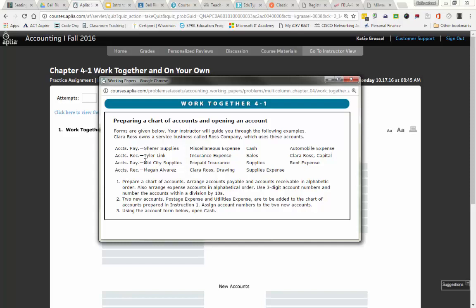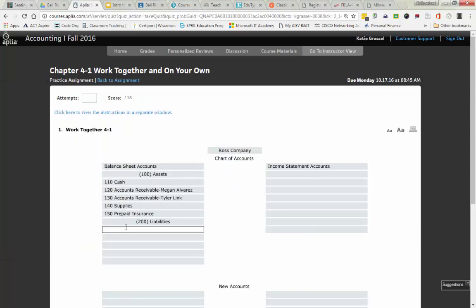So therefore, M is going to come before S. My first account number is 210, and that's going to be accounts payable Mid-City Supply, and then I'm going to do 220, and that is going to be Sure Supply. Now I'm done with my liabilities because Isaac told me I only had 2 liabilities.